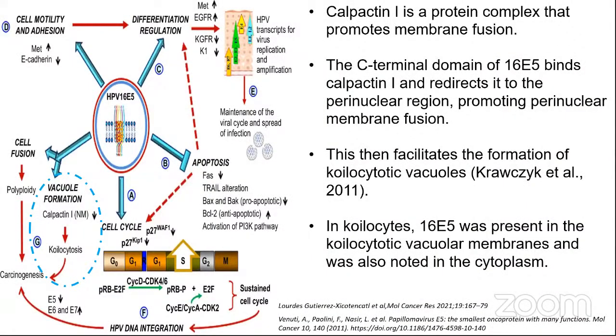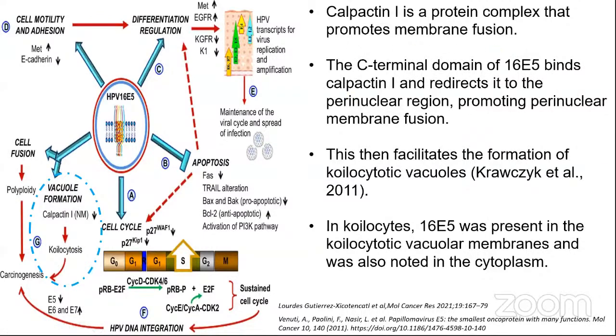Along with what we see with E5 is that it has multiple functions for the life cycle of the HPV virus. But the one that we're looking at in relation to koilocyte formation is that of the action of calpactin. This is what helps in koilocytosis. Now, calpactin promotes membrane fusion.